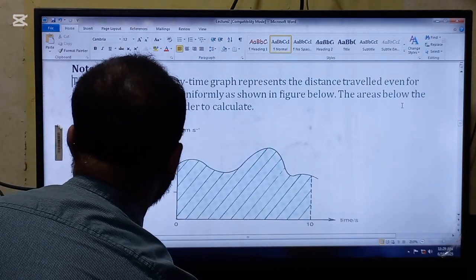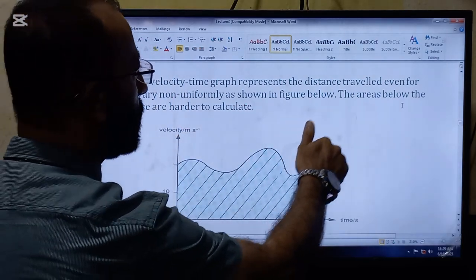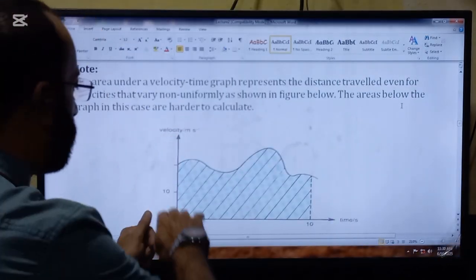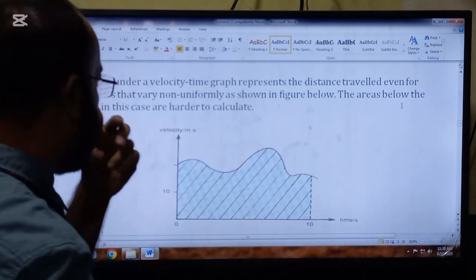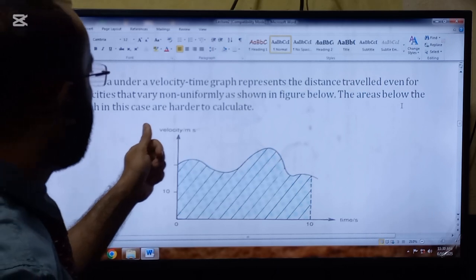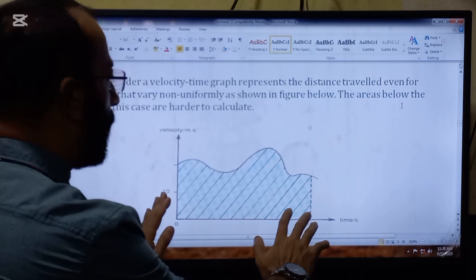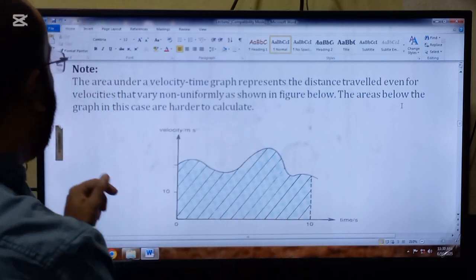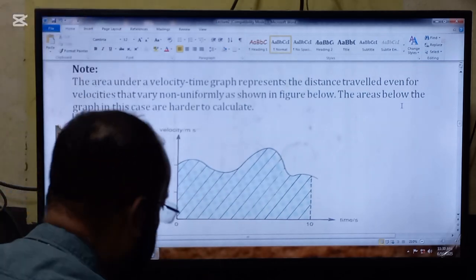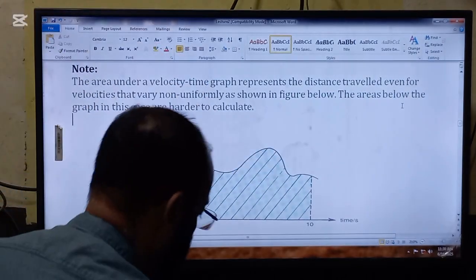Okay, here is another question. The area under a velocity time graph represents the distance traveled, even for velocities that vary non-uniformly. So look at the velocity that is non-uniformly varying as shown in the figure below. The area below the graph in this case is harder to calculate, but the area under the graph will show the distance traveled. So the area under the velocity time graph represents the distance.